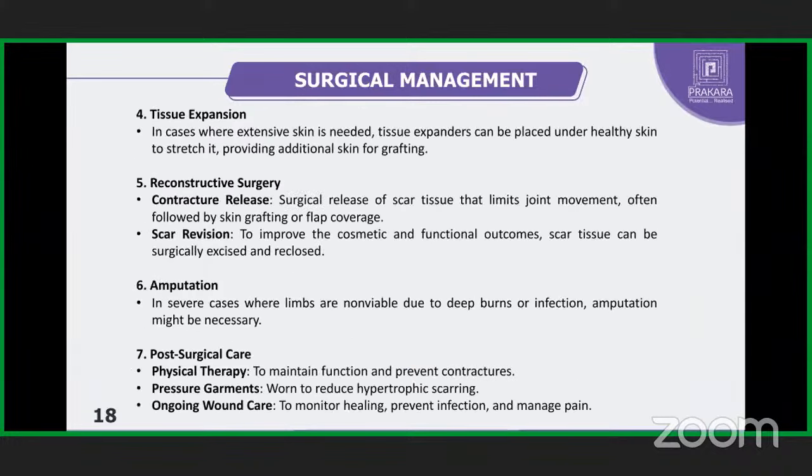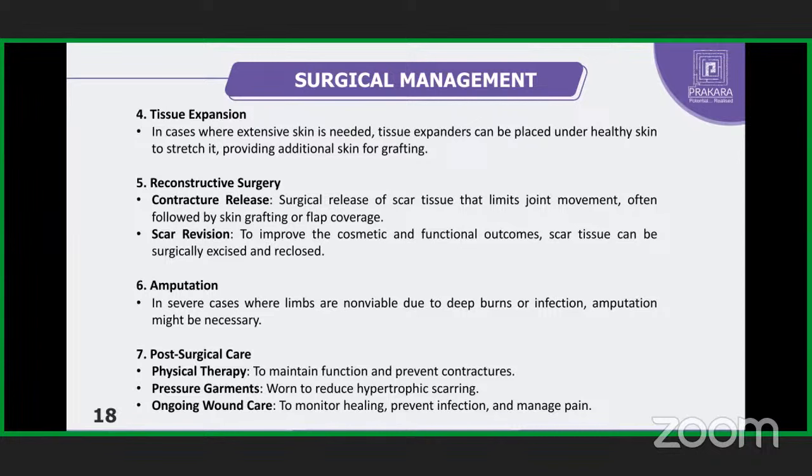Next, going to tissue expansion. Tissue expansion is available in cases where extensive skin is needed. Tissue expanders can be placed under healthy skin to stretch it, providing additional skin for grafting. Wherever you are unable to graft the skin, you use this tissue expander. For example, if more than 90% of the skin of the whole body is involved in the burns, then all you do is tissue expansion. Tissue expanders are used because there is no skin left for grafting.